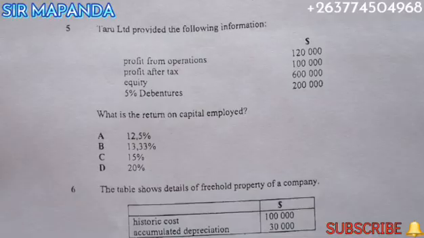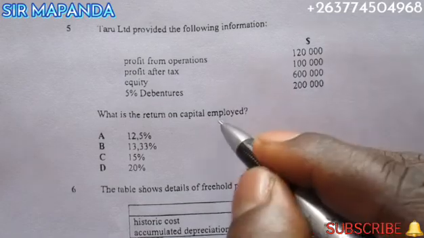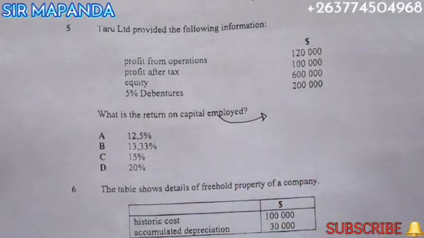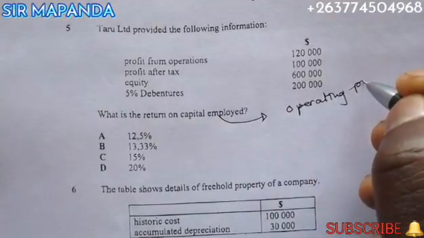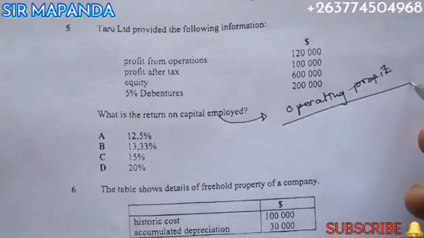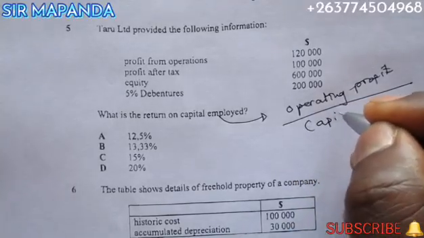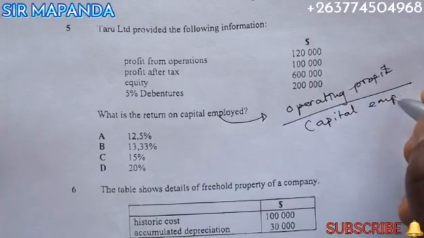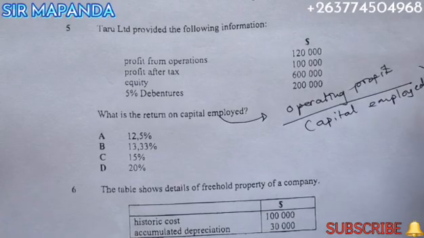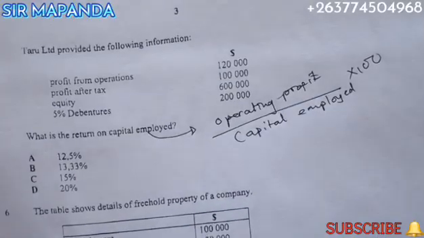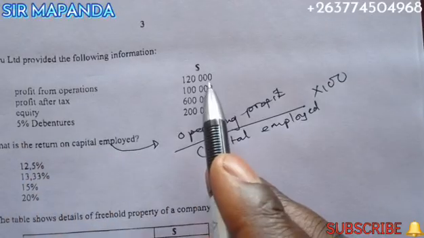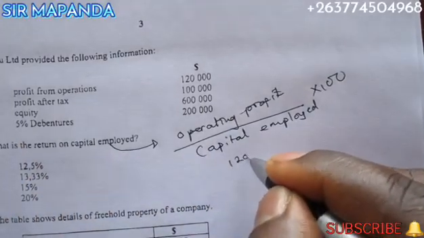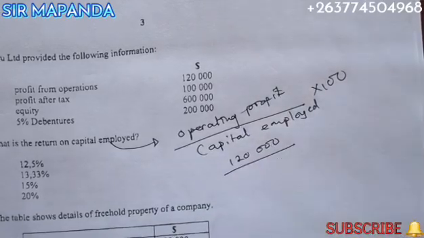Taru Limited provided the following information. What is the return on capital employed? Return on capital employed is also known as the ROCE. It is calculated by the formula operating profit divided by capital employed, then you multiply by 100. I hope you are following. So operating profit is given by the question as profit from operations, which is 120,000. So I'm going to put 120,000 on my numerator.